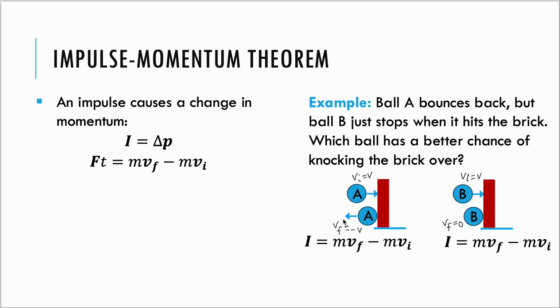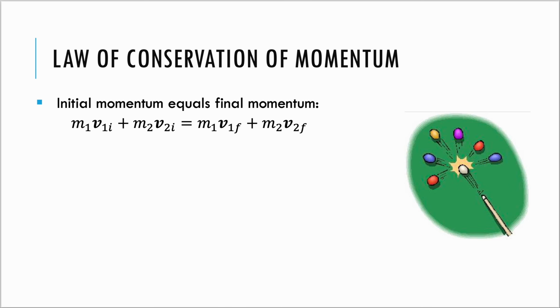But to practice plugging in the values, we can say that the impulse for ball A is going to equal m times negative v minus m times v. That's going to give us negative 2 m v, while for ball B, the m v_f is going to be 0, so the impulse is just going to equal negative m v. So we can see that ball A has twice the change in momentum and twice the impulse, so it has a greater chance of knocking the brick over.